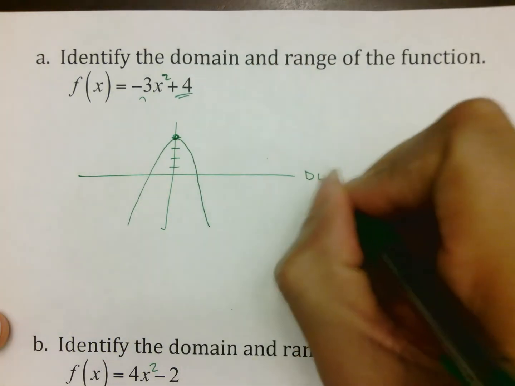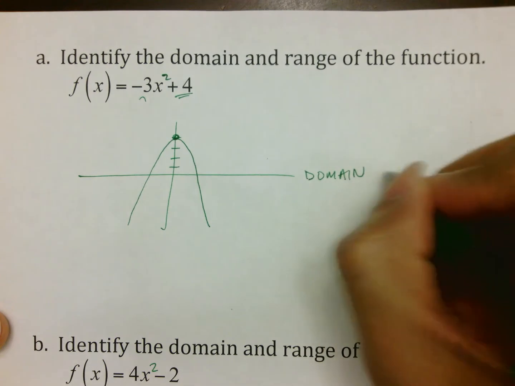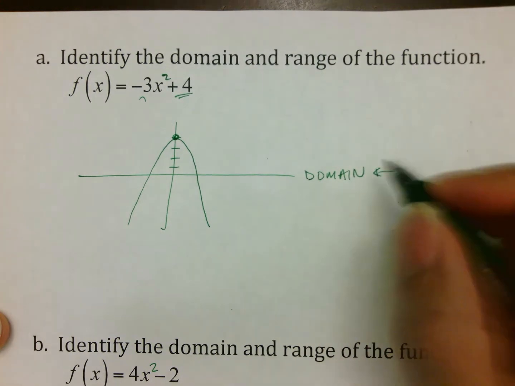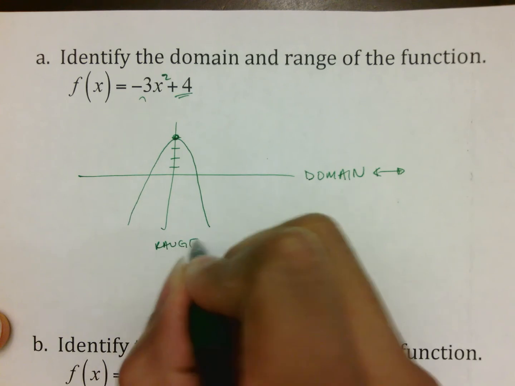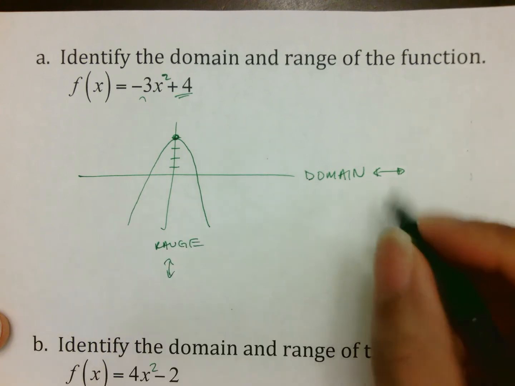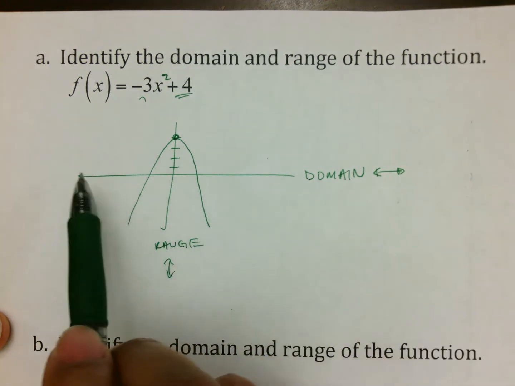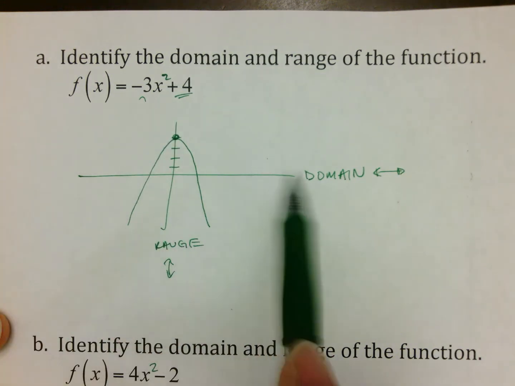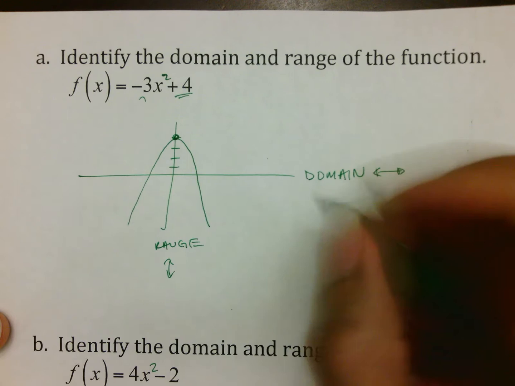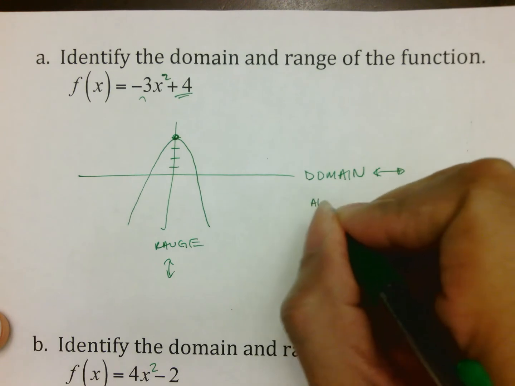Again, domain means how far can you go, or what values are acceptable going this way. Range means what values are being used this way. Here's the thing, in terms of x's, you can plug in anything you want for x, and so there's really nothing that you can't have on this, and so your domain is going to be all real numbers.